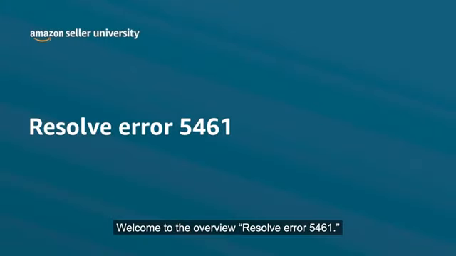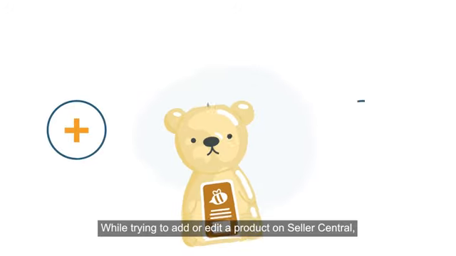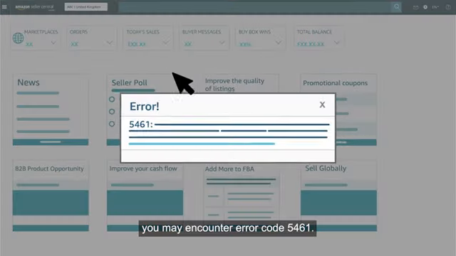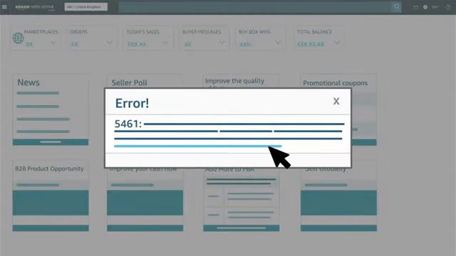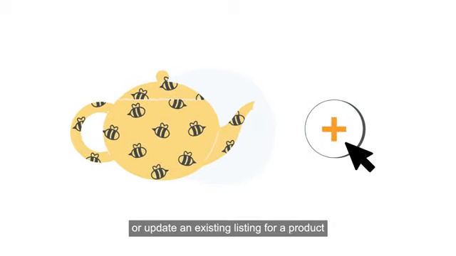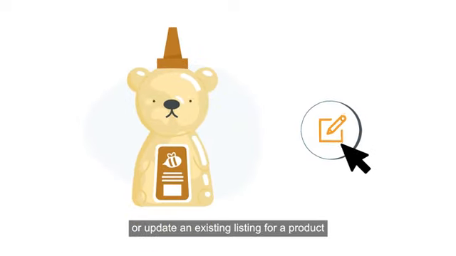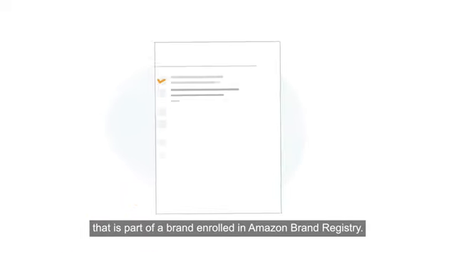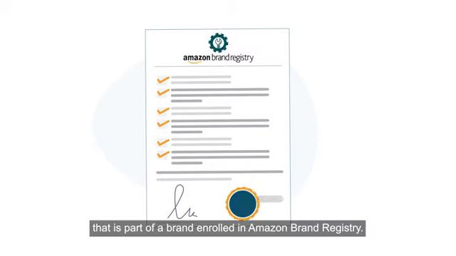Welcome to the overview Resolve Error 5461. While trying to add or edit a product on Seller Central, you may encounter error code 5461. This can appear when you attempt to create a new listing or update an existing listing for a product that is part of a brand enrolled in Amazon Brand Registry.